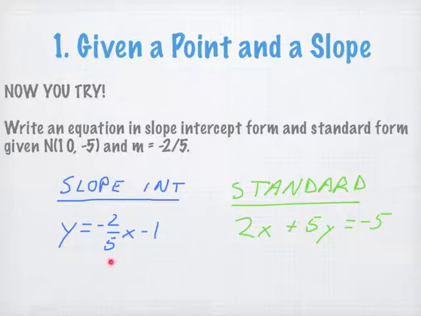You should have calculated y equals negative 2 over 5x minus 1, and for standard form, 2 times x plus 5 times y equals negative 5.